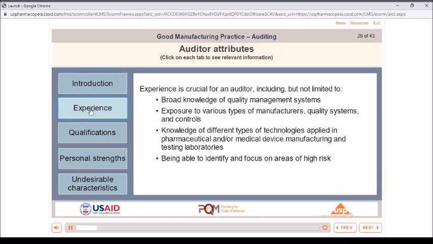Experience. Experience is crucial for an auditor, including but not limited to broad knowledge of quality management systems, exposure to various types of manufacturers, quality systems, and controls, knowledge of different types of technologies applied in pharmaceutical and/or medical device manufacturing and testing laboratories, being able to identify and focus on areas of high risk.